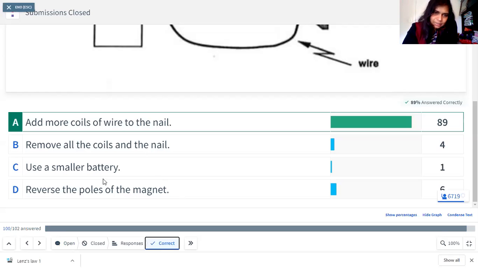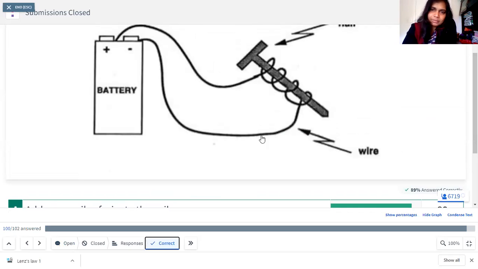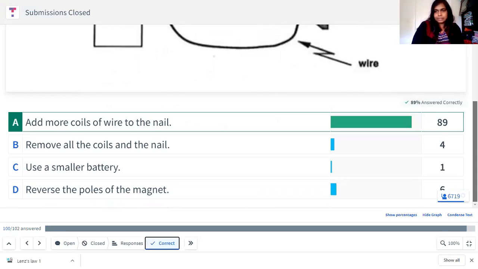Reverse the poles of the magnet. Yeah, as I mentioned, there's no magnet here that's externally affecting the system. We only have a current carrying wire and a nail. Nail is not a magnet. We're going to make it magnetized. Okay, so answer D is incorrect.